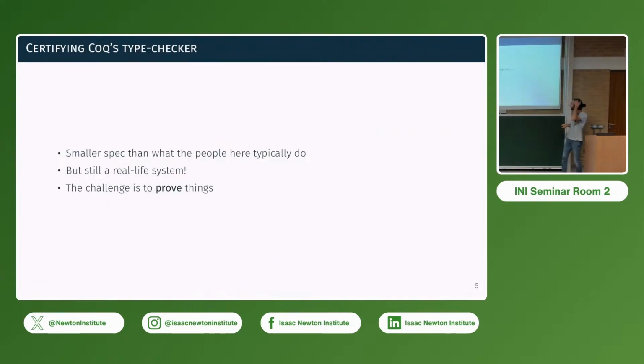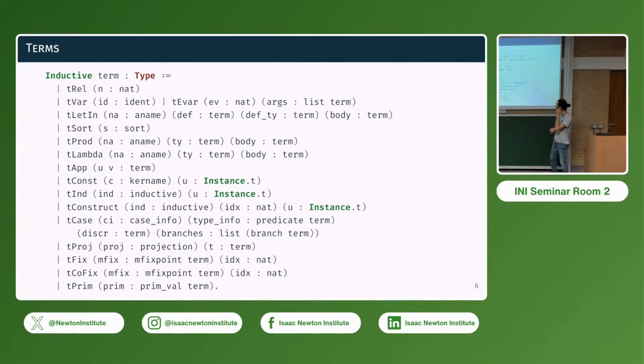Okay, so as I said, this is kind of smaller than what people here seem to typically do. Still, it's a real life thing. But the challenge is not really to specify it. I mean, the specification is non-trivial, but it's not too hard. The actual challenge is to prove that this thing has any good type theoretic properties. That's where the real difficulty lies.